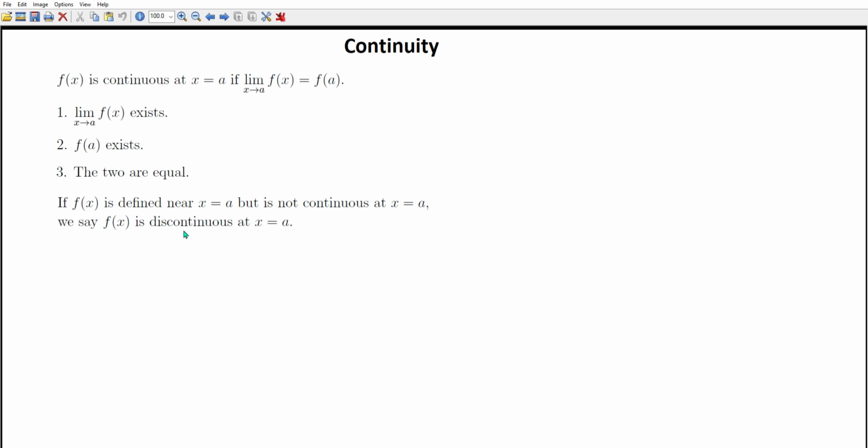If f of x is defined near x equals a, but is not continuous there, we say that f of x is discontinuous at x equals a.